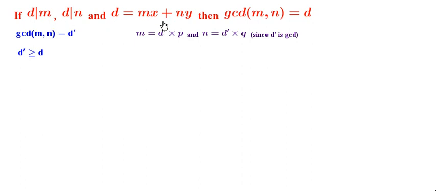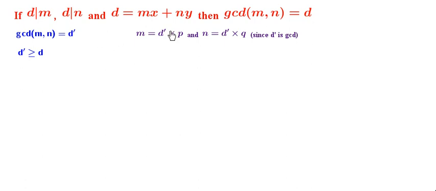So the entire algorithm is based on this particular observation. So let's read this first and then we will also prove this theorem. The result says if D divides M, D divides N, and if you can represent D as linear combination of M and N, which is nothing but D is equal to Mx plus Ny, then GCD of M comma N is nothing but D. So basically the theorem is talking about three conditions: D divides M, D divides N, and if you can represent D as linear combination of M and N, then that particular D is nothing but GCD.